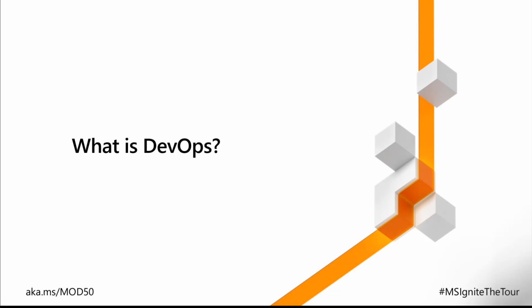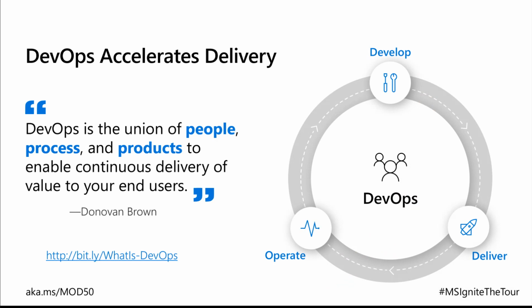So let's talk a little bit about what is DevOps. DevOps is a union of people, process, and products to enable continuous delivery of value to our end users. That's a great quote from a colleague of mine, Donovan Brown. And I really, really want to stress the word value here. If you're not delivering value, then there's really no need to actually put any of this into practice, because it does take some work to set up. But the people, process, and products, let's talk a little bit about that and how you can actually deliver value.